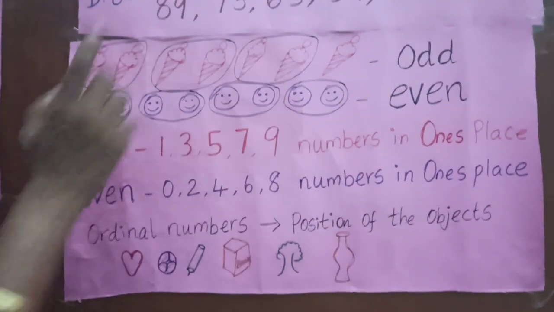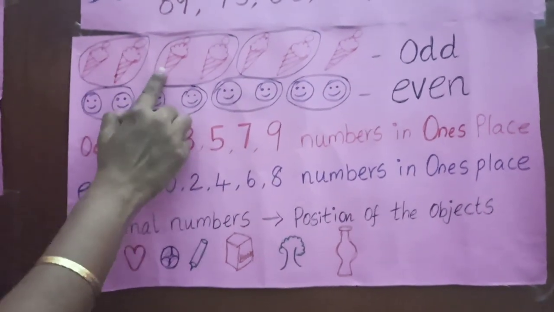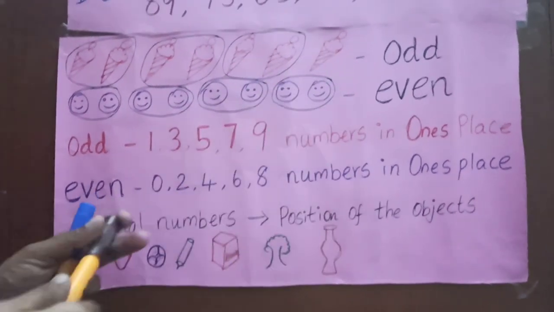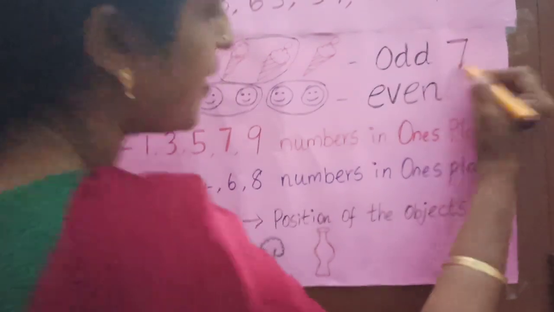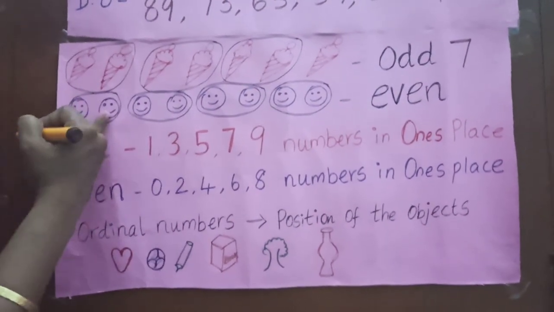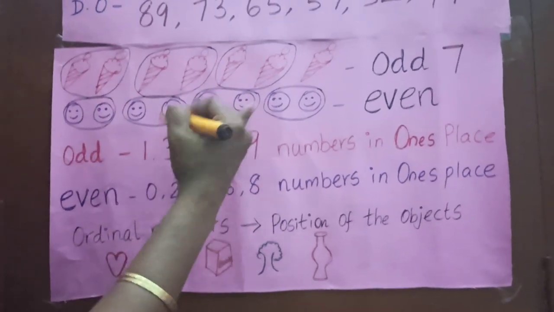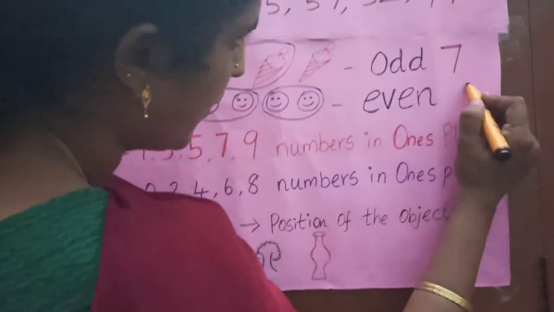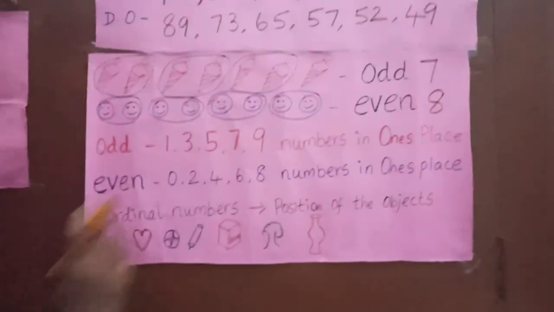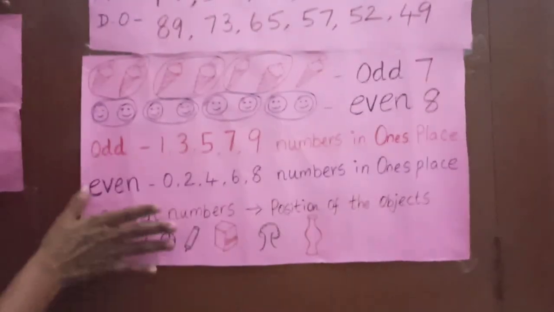Now count the numbers. How many ice creams are there? 1, 2, 3, 4, 5, 6, 7. 7 ice creams. Here count the smileys. 1, 2, 3, 4, 5, 6, 7, 8. There are 8 smileys. 7 ice creams, 8 smileys. This is the condition for odd and even numbers.